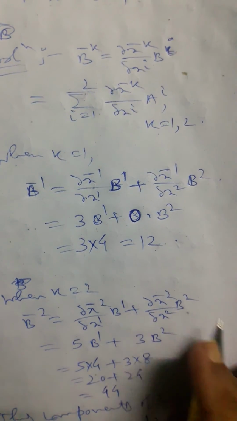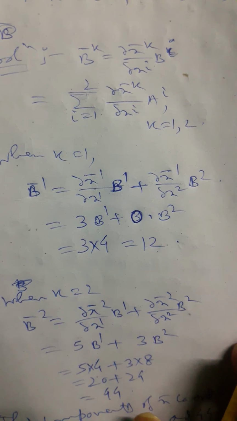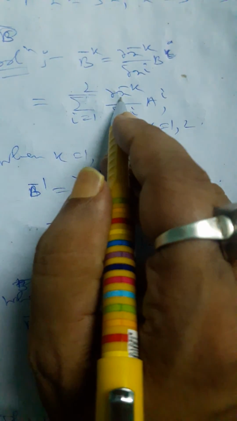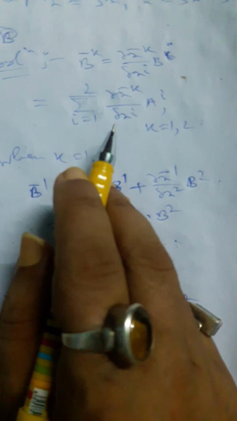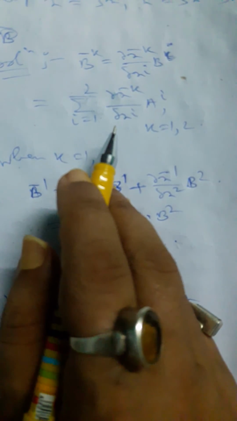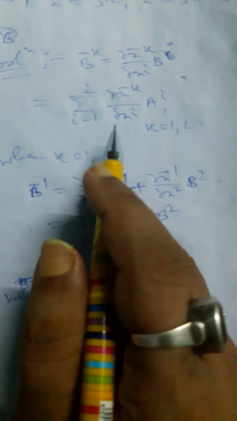So obviously we get some idea of how to use the contravariant vector or tensor of the first order. Now in the next classes we will learn how to use covariant vectors.